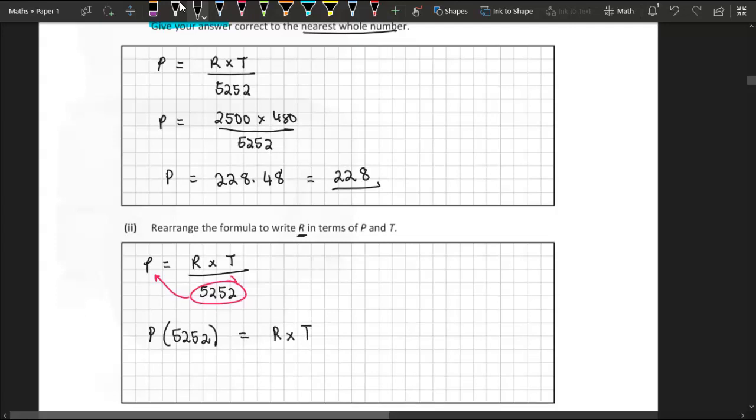And again, we're looking for R. So in this particular example, we're going to take the T. These two things are multiplied. So when you bring it over, it goes underneath and it divides. Or you can just divide both sides by T, whichever way you want to do it. So that leaves us with P multiplied by 5252, all divided by T, which is going to give you R. And that's your final answer.